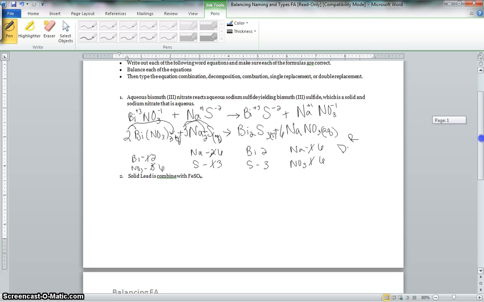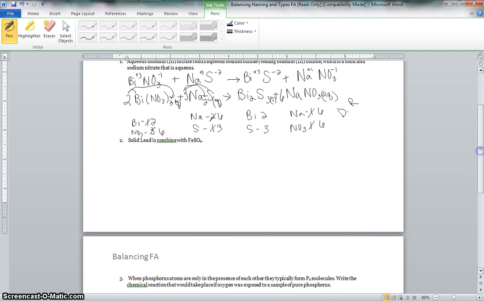Now, if we look at the solid lead that is combined with FeSO4, this is going to be a single replacement. If we have Pb, which would be lead, and we're adding that to iron sulfate, this metal is going to try to replace this metal, so it's a single replacement. So you need to look at your activity series.